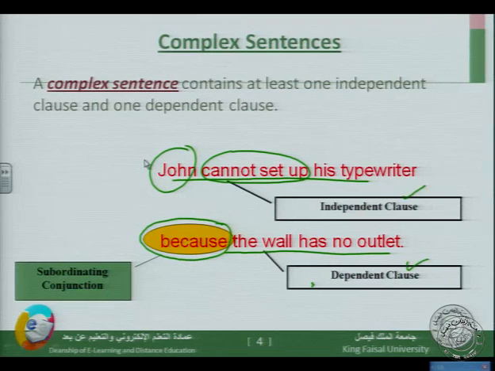طيب شو الفرق ما بين independent والdependent؟ حكينا عنه المرة اللي فاتت. Independent clause gives a complete thought. It has a complete thought. لكن dependent clause it doesn't have a complete thought. يعني لو حكينا الجملة التالية, if we write the following sentence without the independent clause, saying just because the wall has no outlet. Okay, what is next? Because it's incomplete. This is what we call a dependent clause. This one is a fragment sentence. It is an error if we don't mention the independent one. So if we say because the wall has no outlet, the meaning is incomplete, right?